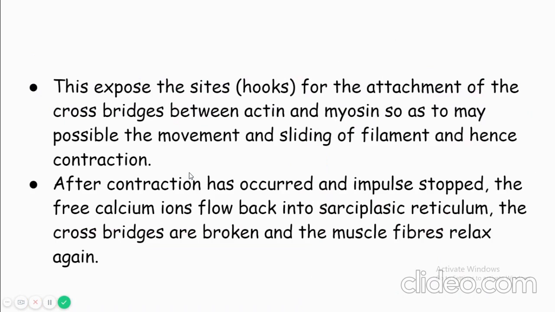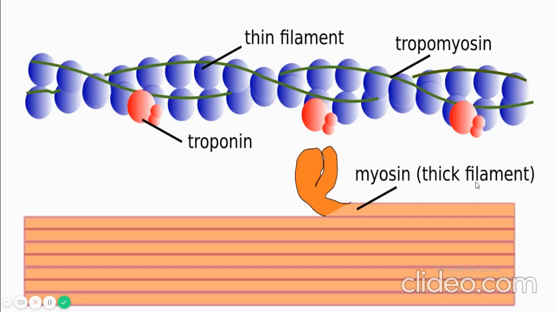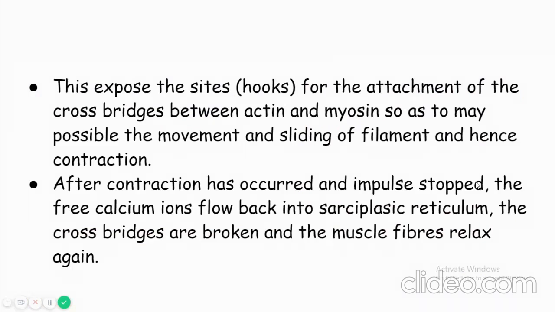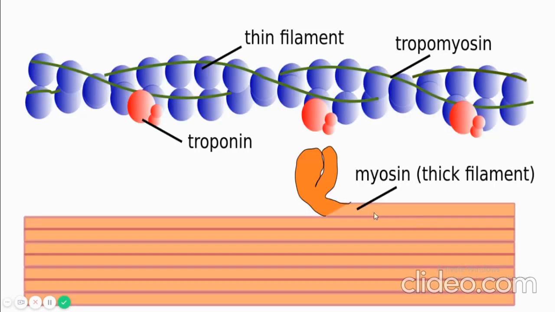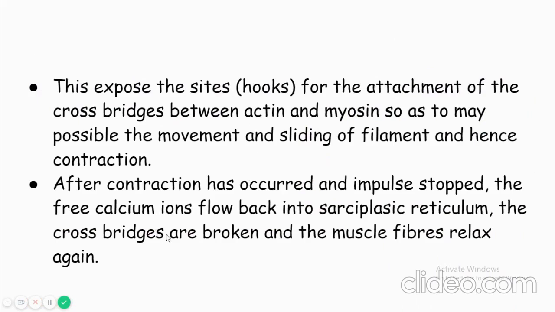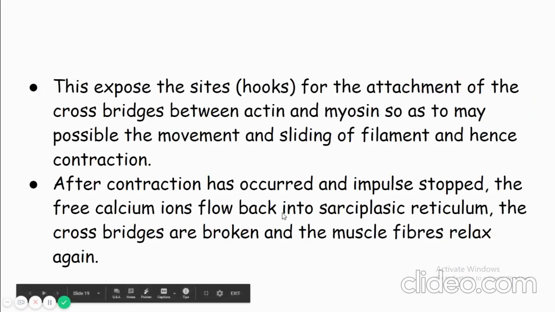After contraction has occurred, the impulse stops. When the impulse which is coming for the contraction is stopped, then the free calcium ions go back into the sarcoplasmic reticulum and the cross bridges are broken. The cross bridges mean the myosin which is bound to the actin filaments; these cross bridges will break, and then again tropomyosin binds to the actin and prevents the binding of myosin, and then the muscle undergoes relaxation. And the muscle fibers relax again.